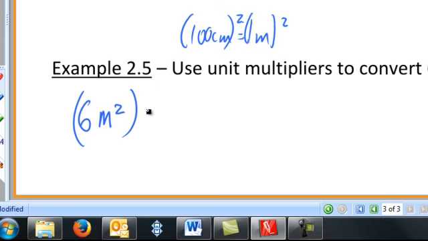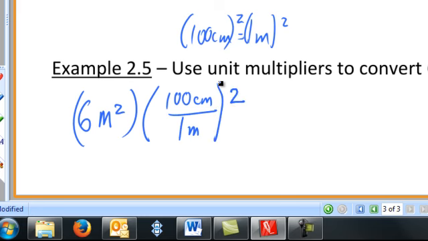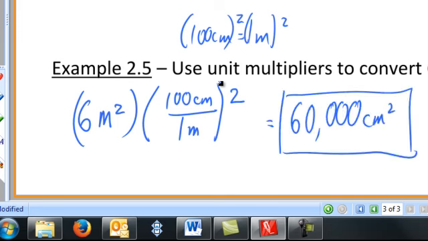So that means I'm going to have to take and put my centimeters upstairs and my meters downstairs, but I have to square that entire conversion factor. And that squaring, or that raising of your conversion factor to a power, is the thing that makes this problem difficult. Let's put this in our calculator and see what we get. I get 60,000 square centimeters is equal to 6 square meters.